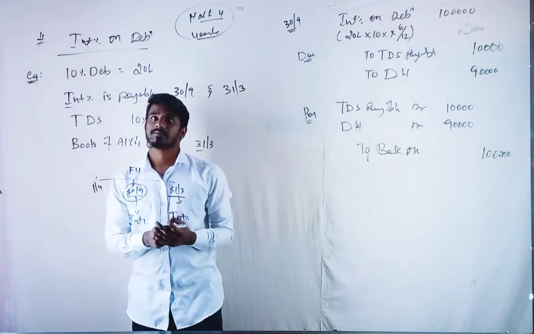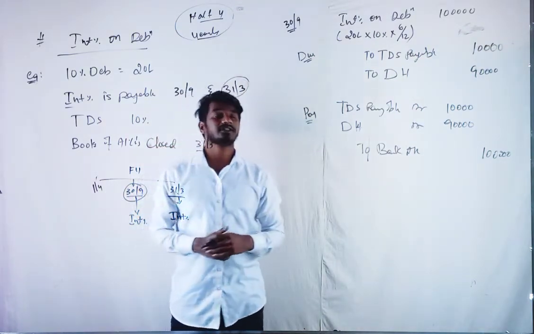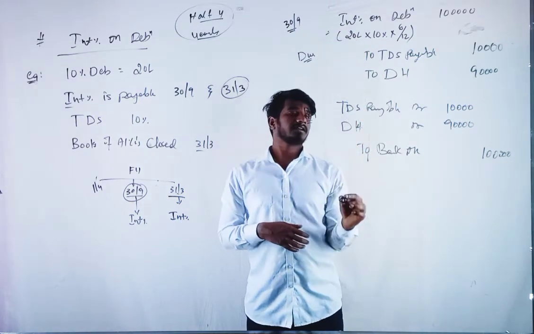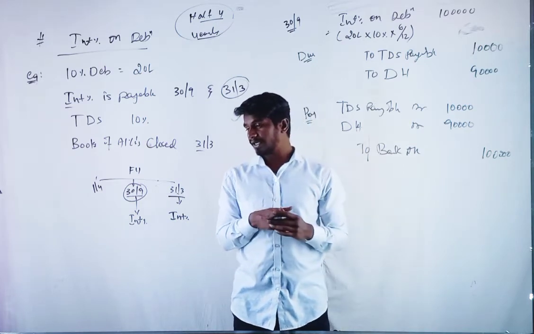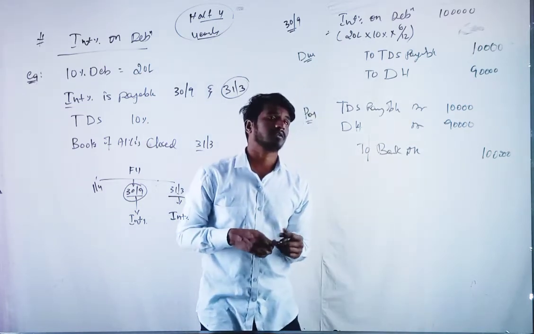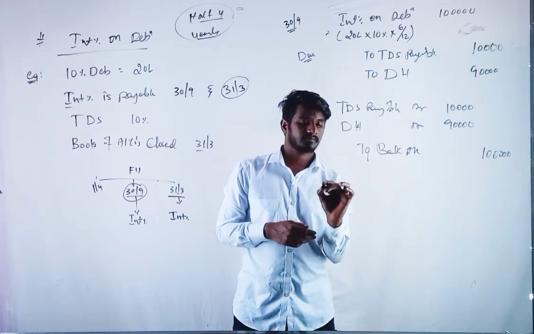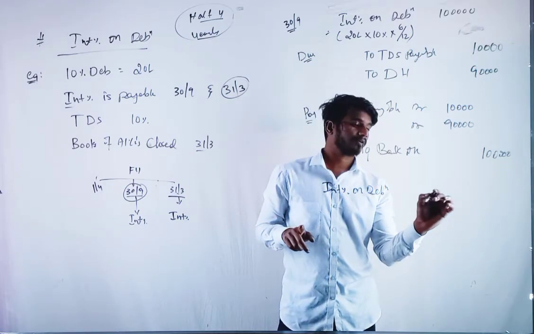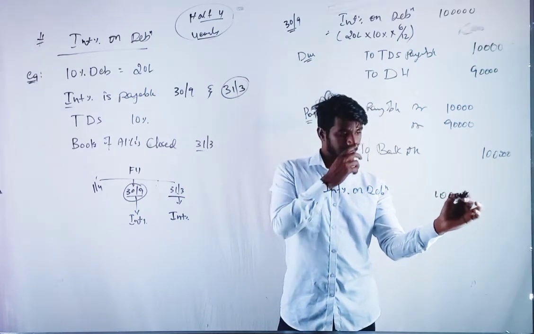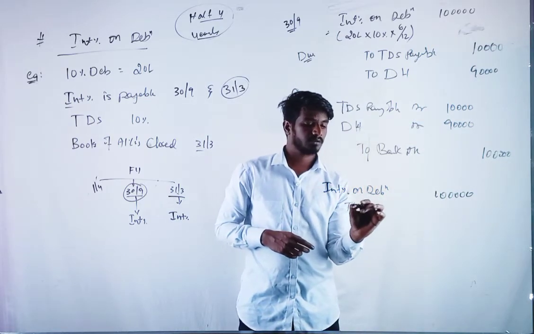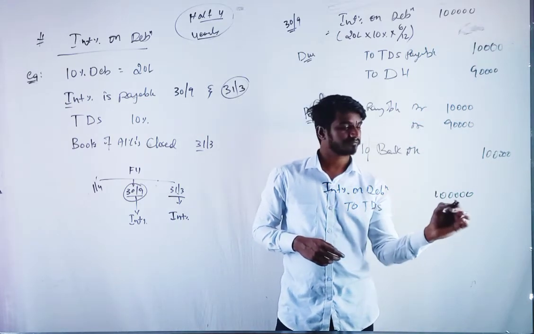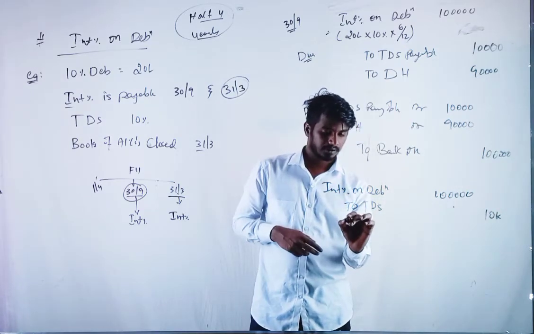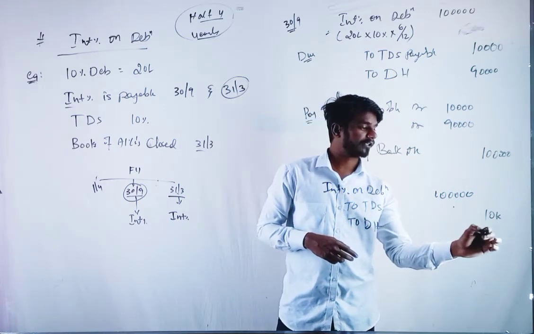We have paid that. And on 31st 3, in the year end, again the two entries are the same. Can you do that, or shall I do that? Let me do that. Interest on debenture, how much? 1 lakh again. 1 lakh. Is that right? And to TDS 10k and to debenture holder 90k.